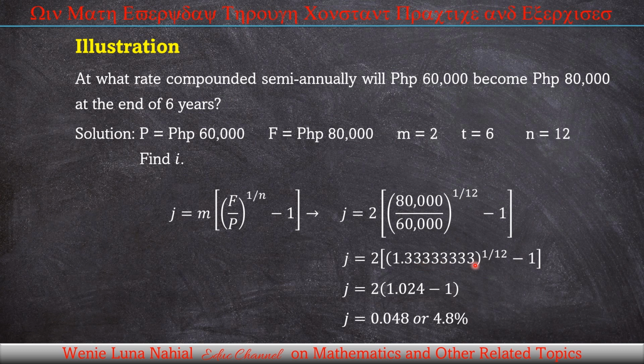So this 1.33 raised to 1 over 12 is equal to 1.024. Then subtract it by 1, then the difference is multiplied by 2. So you get 0.048 or 4.8%. So this is the interest rate per conversion period. Okay? So again, the goal is to get the interest rate. And in this particular example, we are determining the interest rate per conversion period.